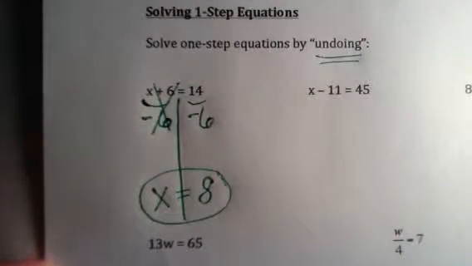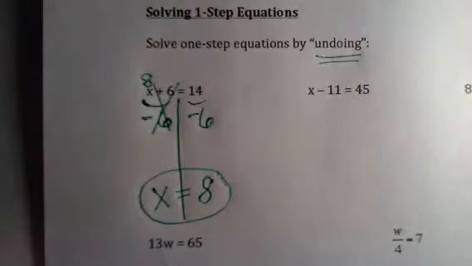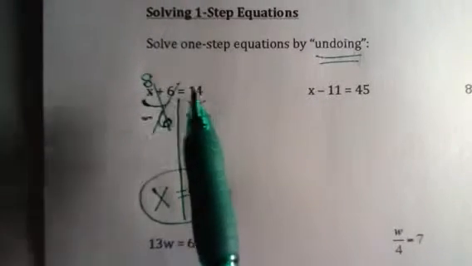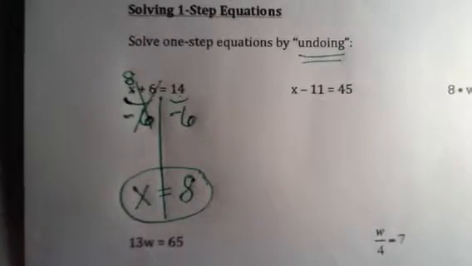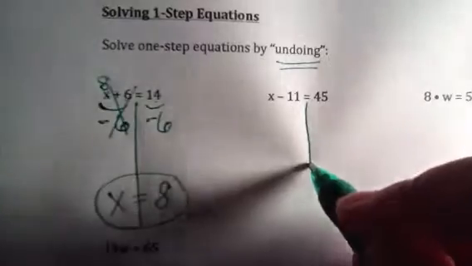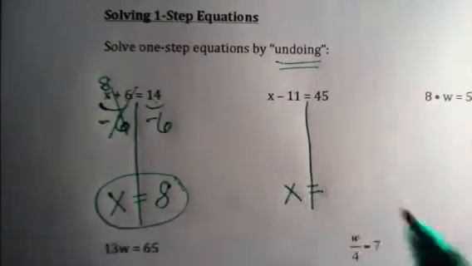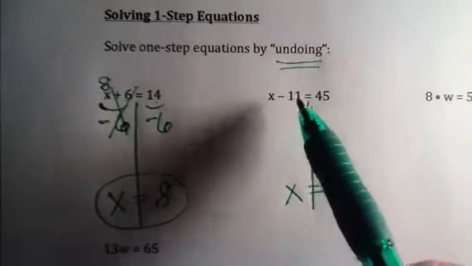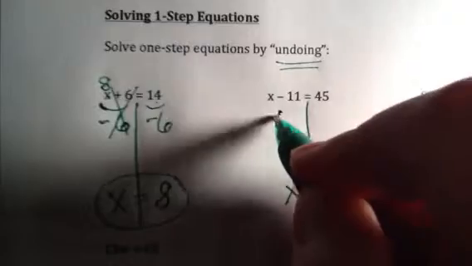In order to check our answer, we can go back into the equation, put 8 in place of the variable, and try it. 8 plus 6 really does equal 14, so we know we have it right. In the next equation, it's a subtraction problem. We can put the line down from the equal sign. We're hoping to have x by itself. We need to undo minus 11, and the opposite of subtracting 11 is to add 11.